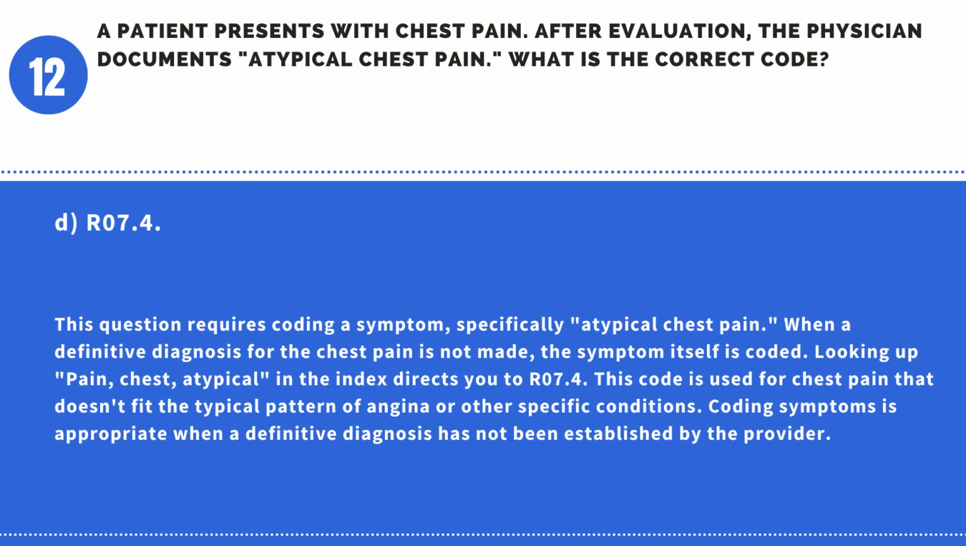Answer: D. R07.4. This question requires coding a symptom, specifically atypical chest pain. When a definitive diagnosis for the chest pain is not made, the symptom itself is coded. Looking up pain, chest, atypical in the index directs you to R07.4. This code is used for chest pain that doesn't fit the typical pattern of angina or other specific conditions. Coding symptoms is appropriate when a definitive diagnosis has not been established by the provider.